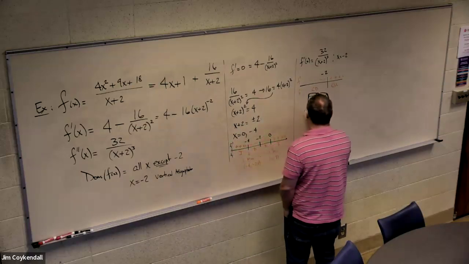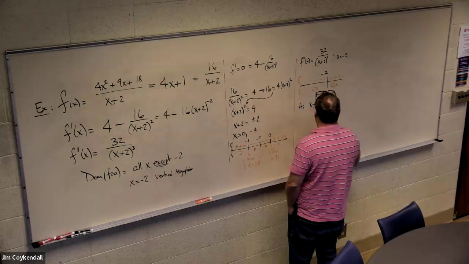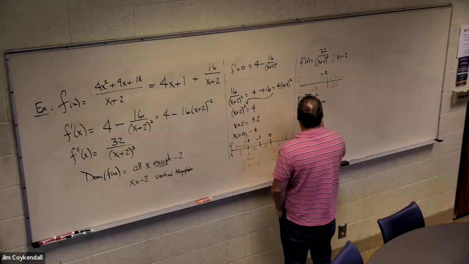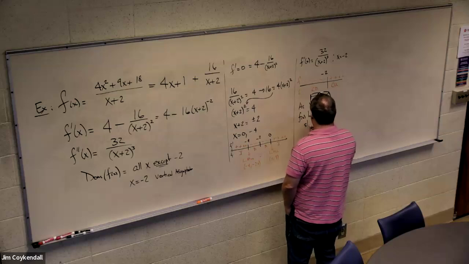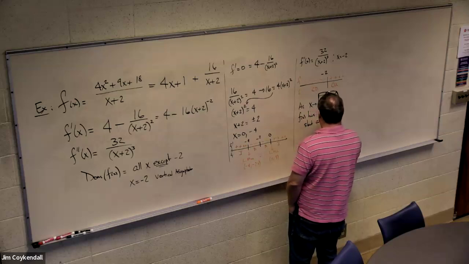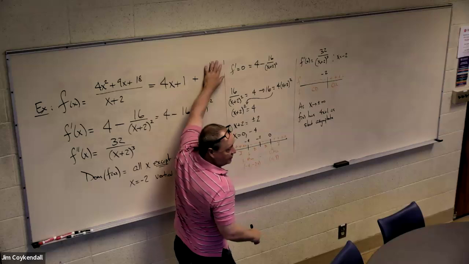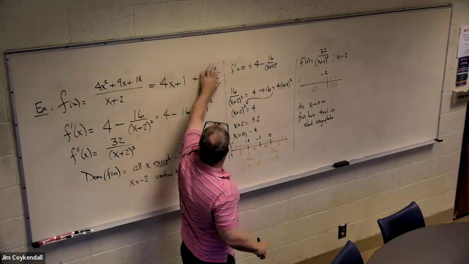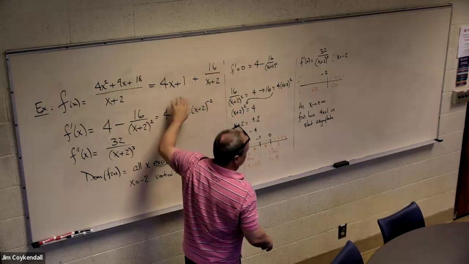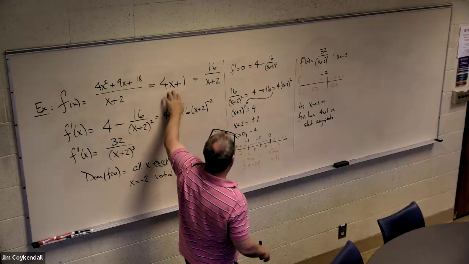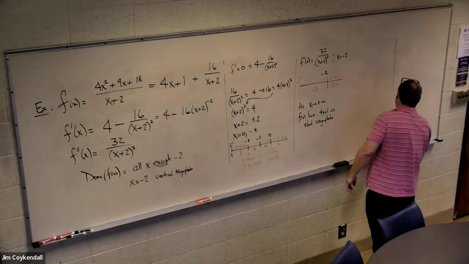So f of x has 4x plus 1 as a slant asymptote. Right, because this piece goes away as x is very large, positive or negative. This goes away, or not goes away, but it's very close to 0. And so the function looks very much like 4x. So let me try to draw this baby.